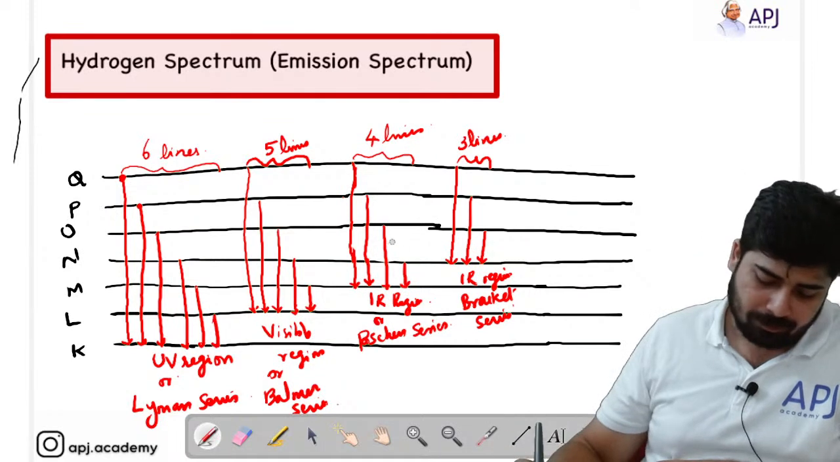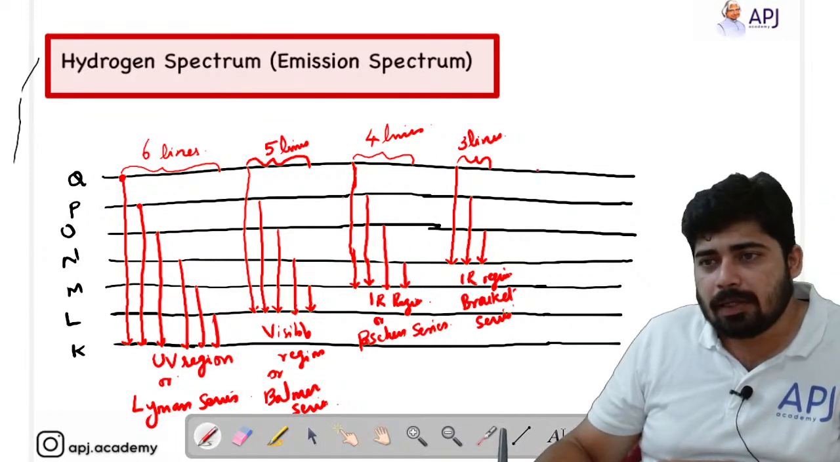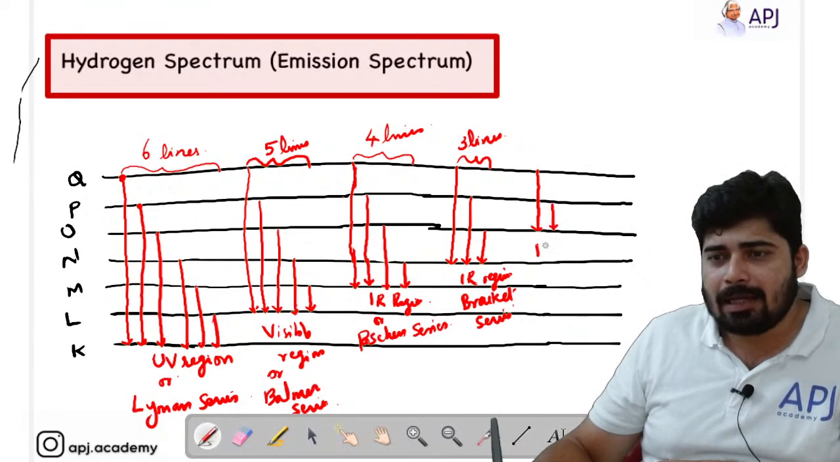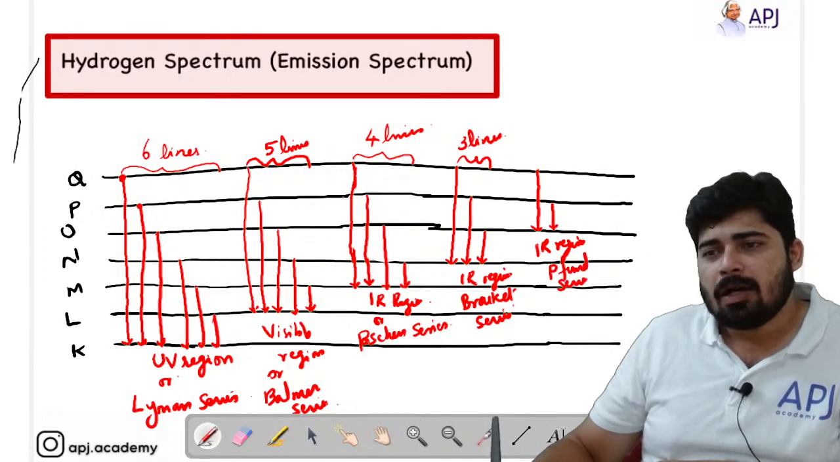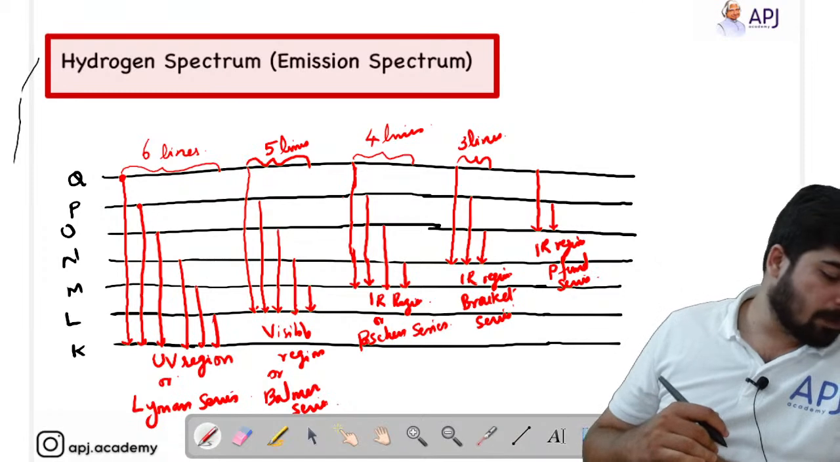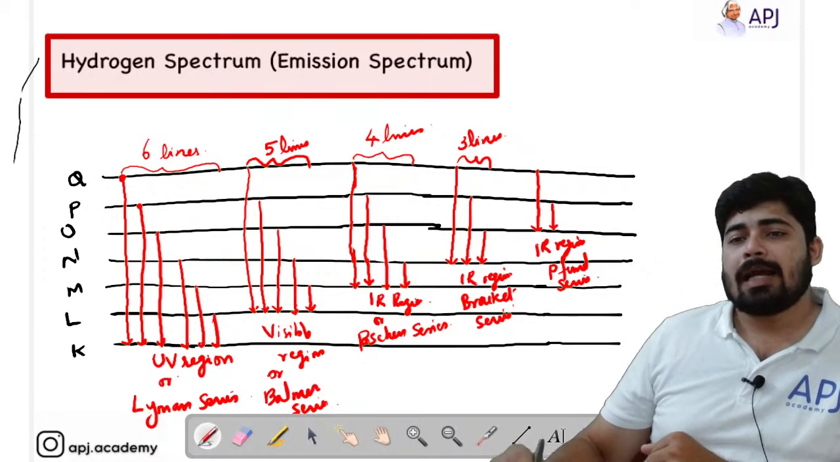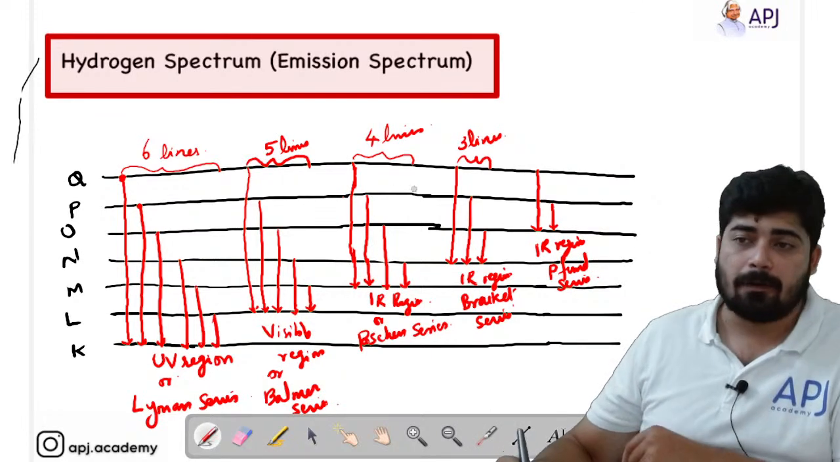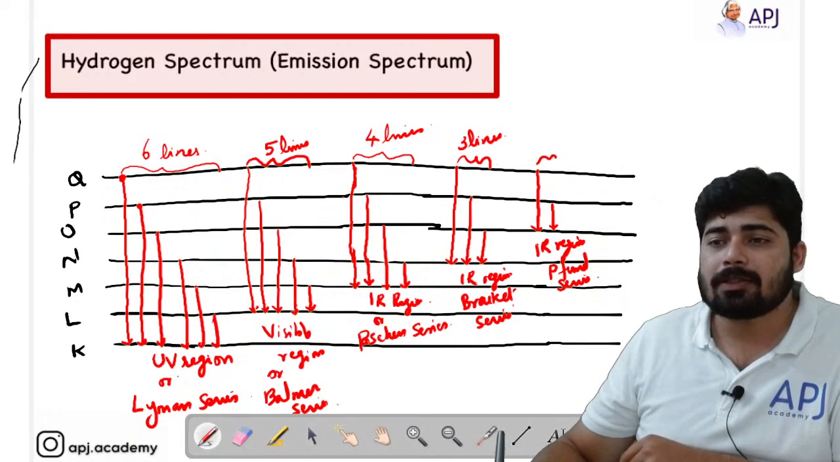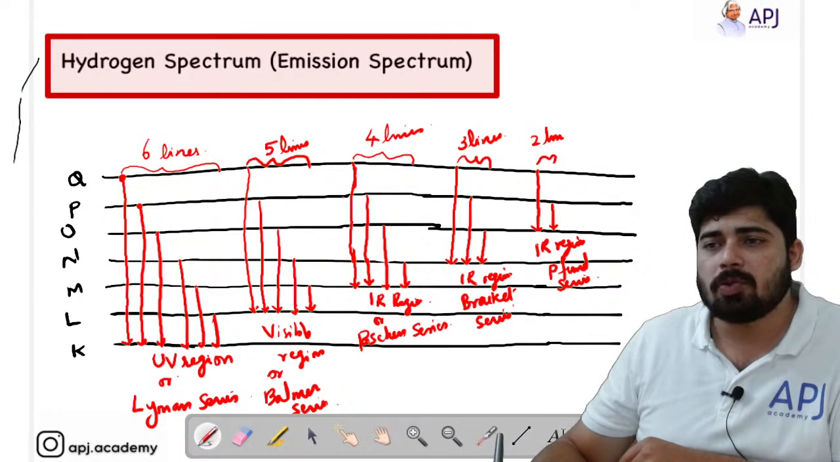Okay. Now the next one is 7 to 5, 6 to 5, and this is again an IR region, and this series is called the Pfund series. Pfund series are those series in which we obtain the spectral lines when the electron from a higher energy shell jumps to the 5th orbit or the 5th shell. So here it consists of a maximum of 2 lines, just 2 lines.